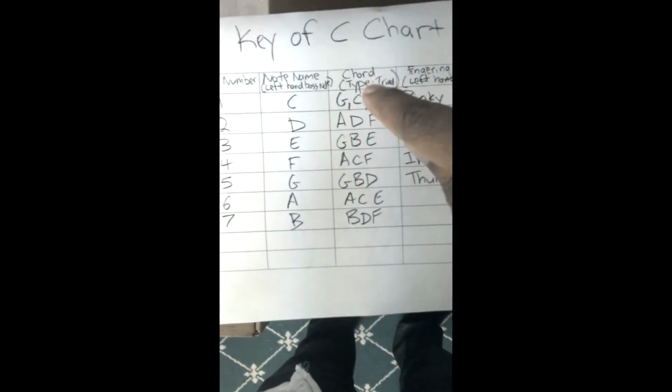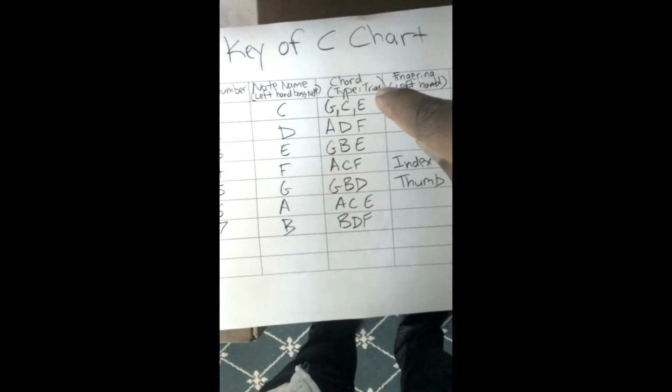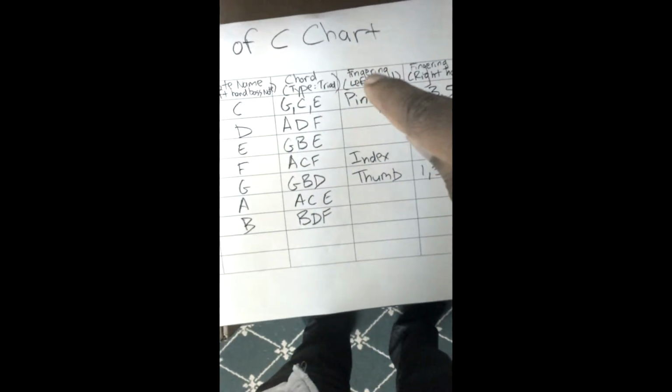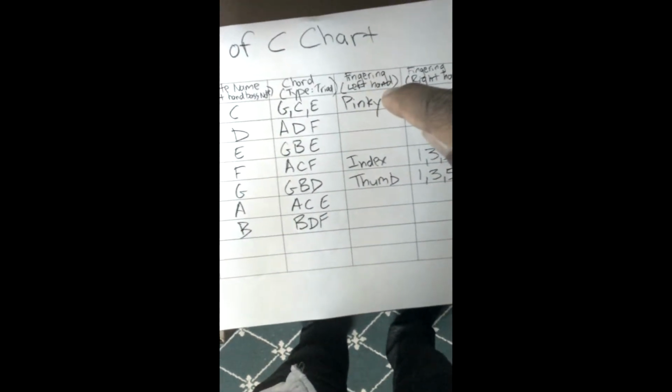For example, looking at the key of C chart and applying your hands to it. We have our key of C chart here. First column, scale type. Then note number, note name, left hand bass note. That's what your left hand's playing. You got your chord, which is what your right hand's playing. This is a triad chord. And then the fingering for your left hand. So what finger to use on your left hand?